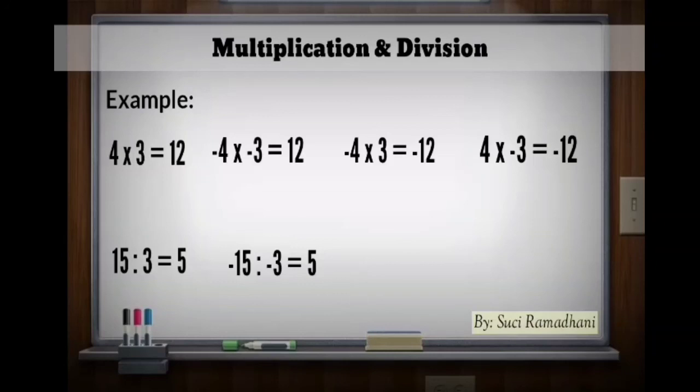Number 3, minus 15 divided by 3 equals minus 5. This is a negative number divided by a positive number, so the answer is negative. And number 4, 15 divided by minus 3 equals minus 5. It is a positive number divided by a negative number, so the answer is negative.